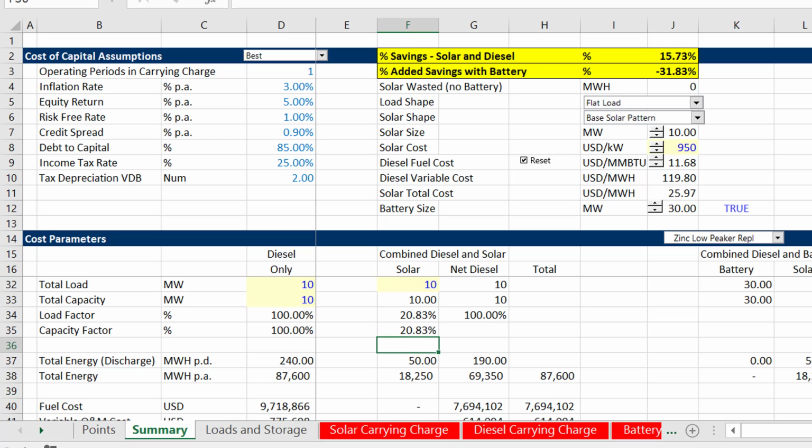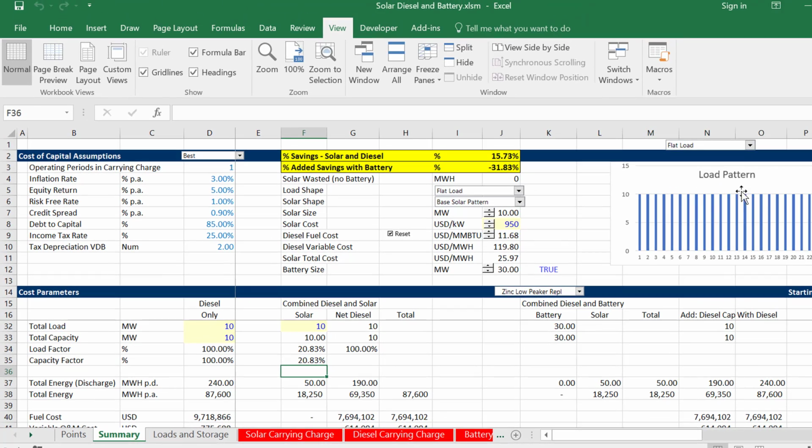Now I just put a flat solar pattern in here. So in the other case, we had 10 megawatts, and we couldn't even use the 10 megawatts in the highest kind of thing.